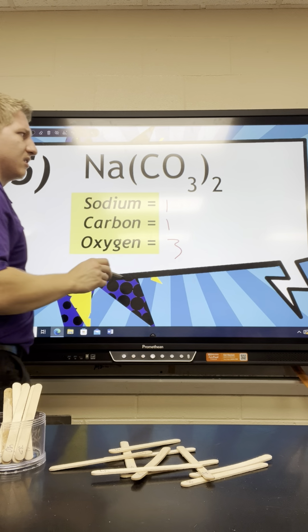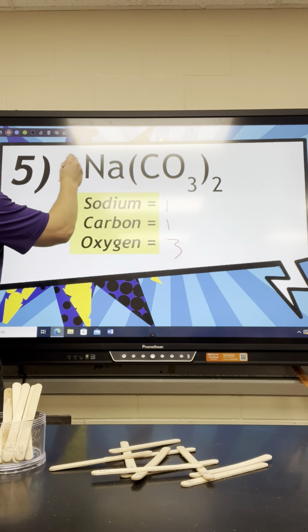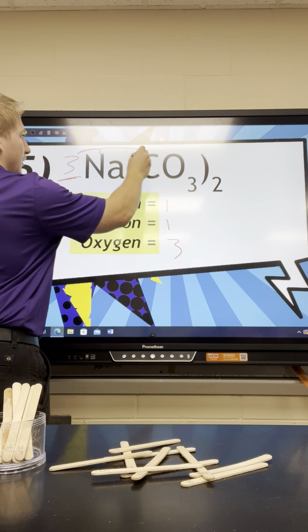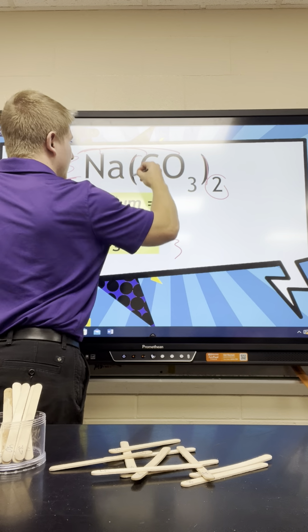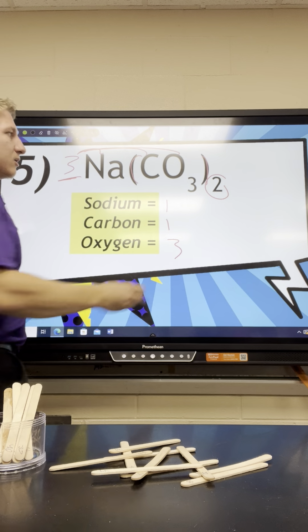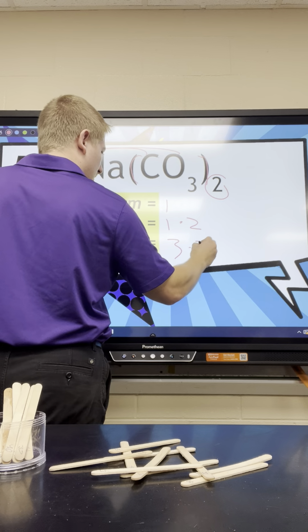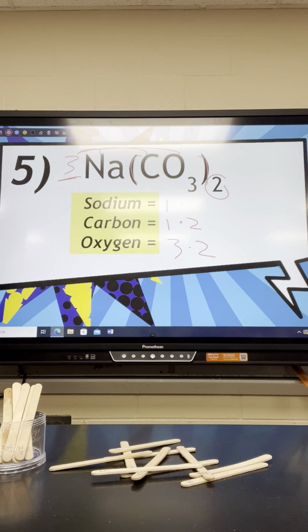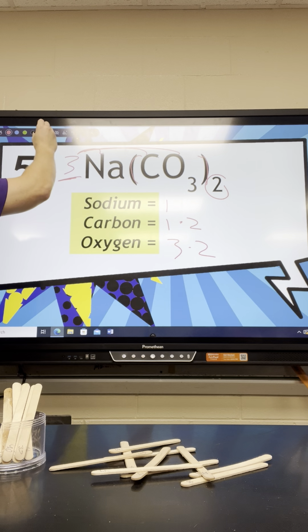Which ones? Not all of them. If we had a number right here, we would distribute it to all of them. But we only distribute this to what's in the parentheses. All right, so we're only gonna multiply C and O by 2. Just 2 rules. Big number, everything. Parentheses, what's in it.